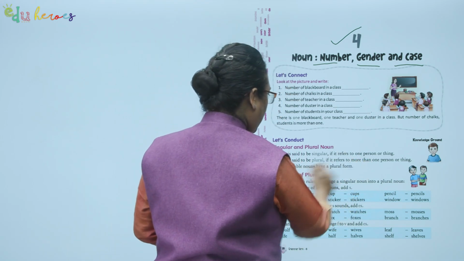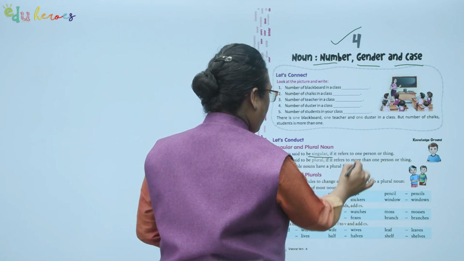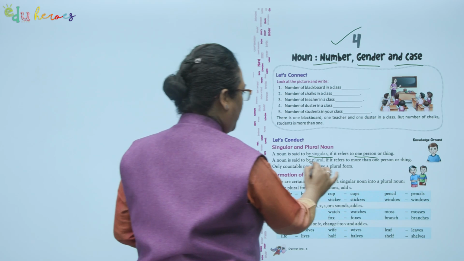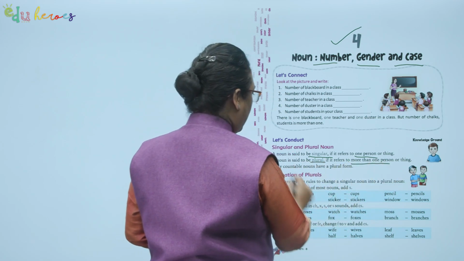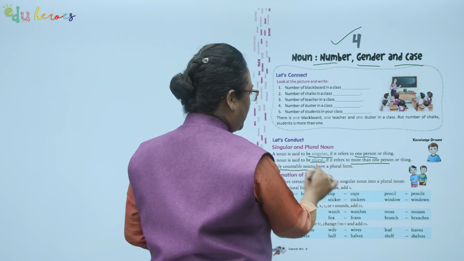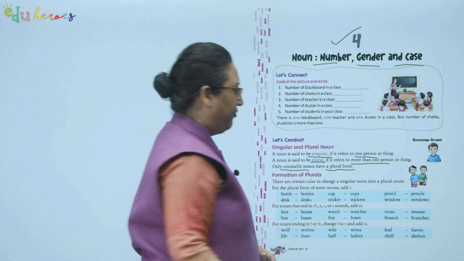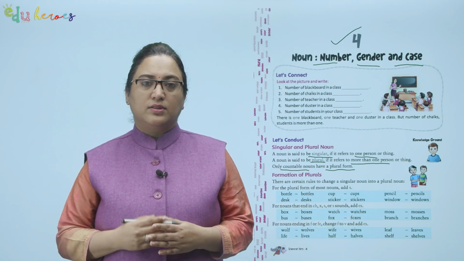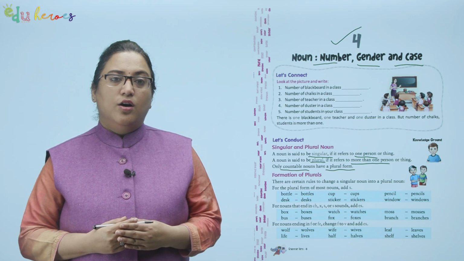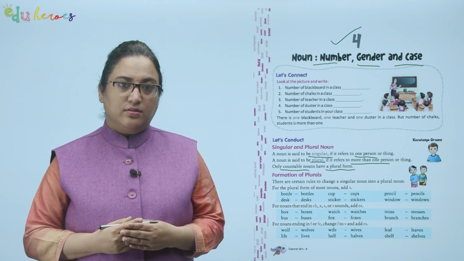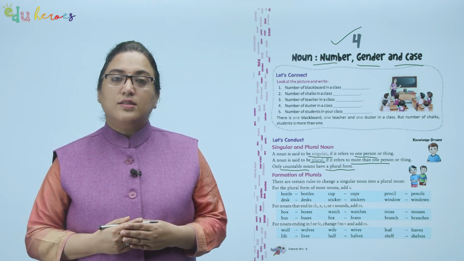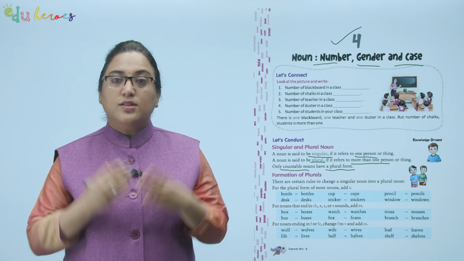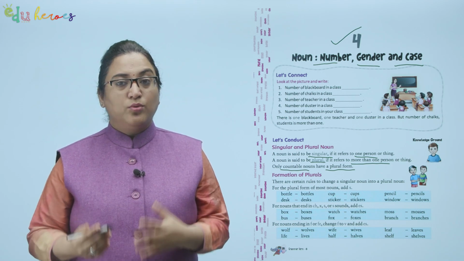So let's underline the keywords here. Singular refers to one person, plural more than one person, and the main rule, only countable nouns can have plural forms. Countable nouns cannot have singular. Formation of plurals. There are certain rules to change a singular noun into a plural noun.